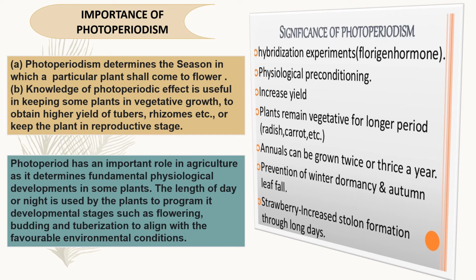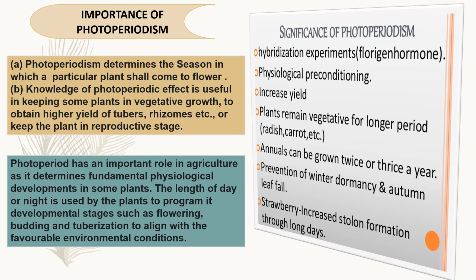So, photoperiod has an important role in agriculture as it determines fundamental physiological developments in some plants. The length of day or night is used by the plants to program its developmental stages such as flowering, budding, and tuberization to align with the favorable environmental conditions.